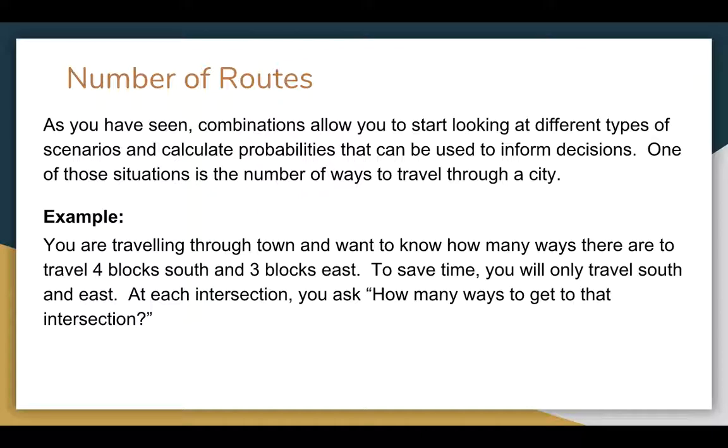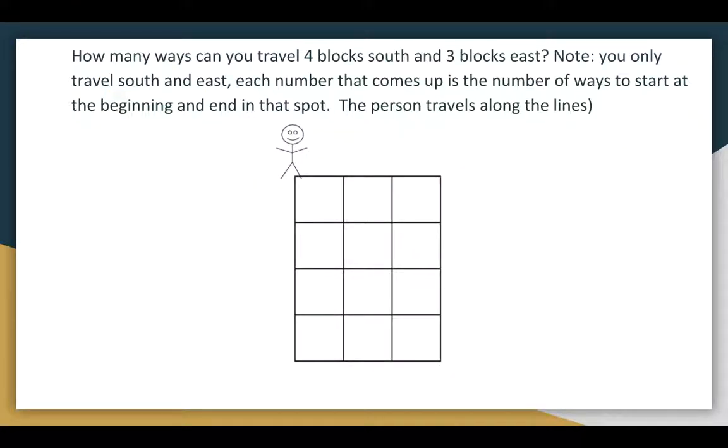city. So imagine you're traveling through town, and you want to know how many ways there are to travel 4 blocks south and 3 blocks east. To save time, you'll only go south and east. You're not going to backtrack. At each intersection, you ask how many ways there are to get to that intersection. So you're starting here, and then you're going to go down to the bottom right here. And so we say at each intersection, how many ways to get there?